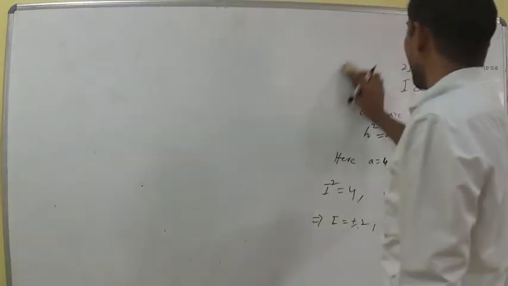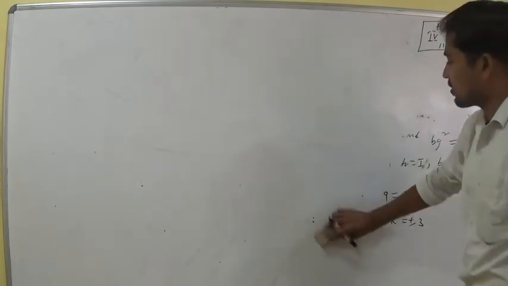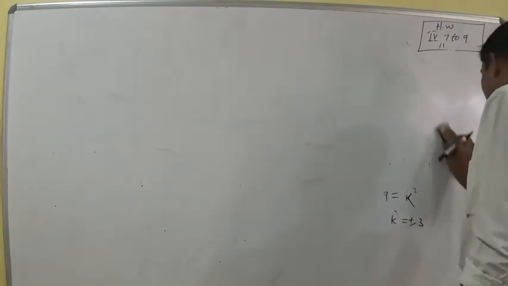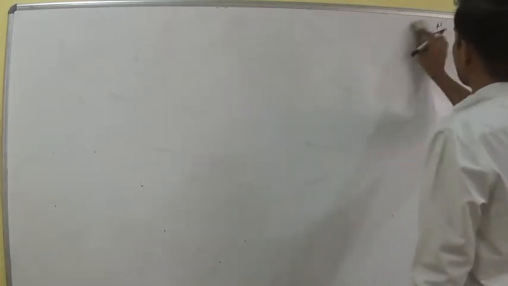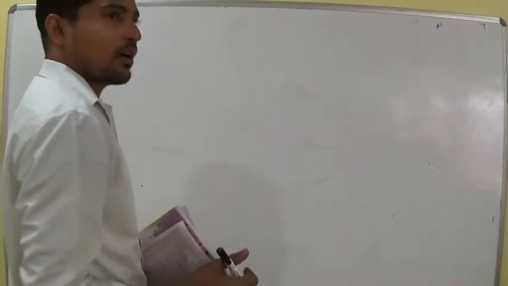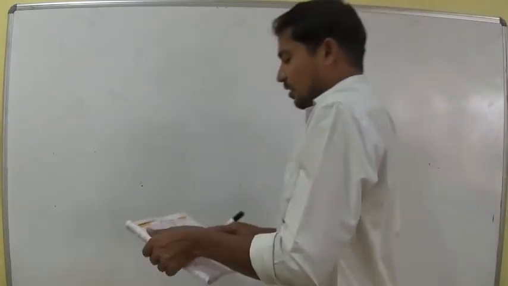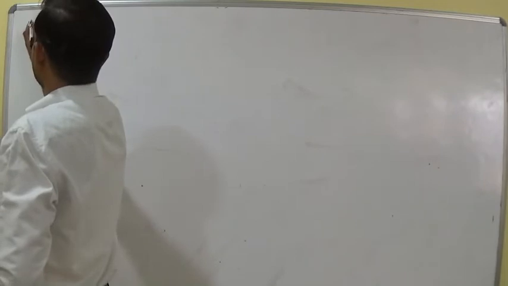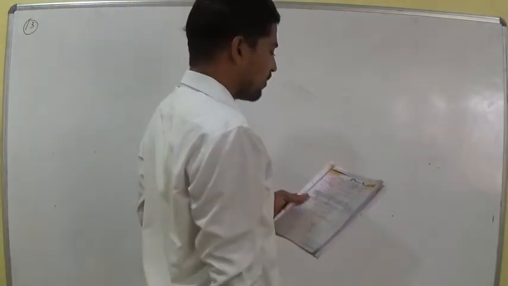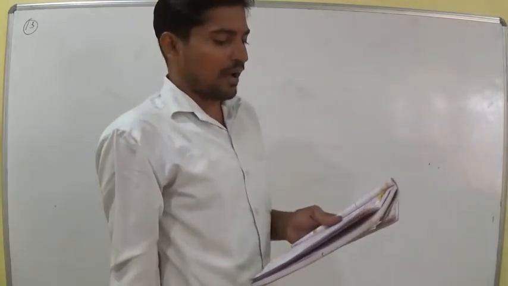So for the intercept, if your point lies on the x-axis, the y coordinate is equal to 0, that is a comma 0 lies on the x-axis. If your point lies on the y-axis, then the x coordinate is 0, which becomes 0 comma b, suppose. So 13th problem: the length of the intercept cut off by the pair of lines s is equal to 0 on the y-axis is.